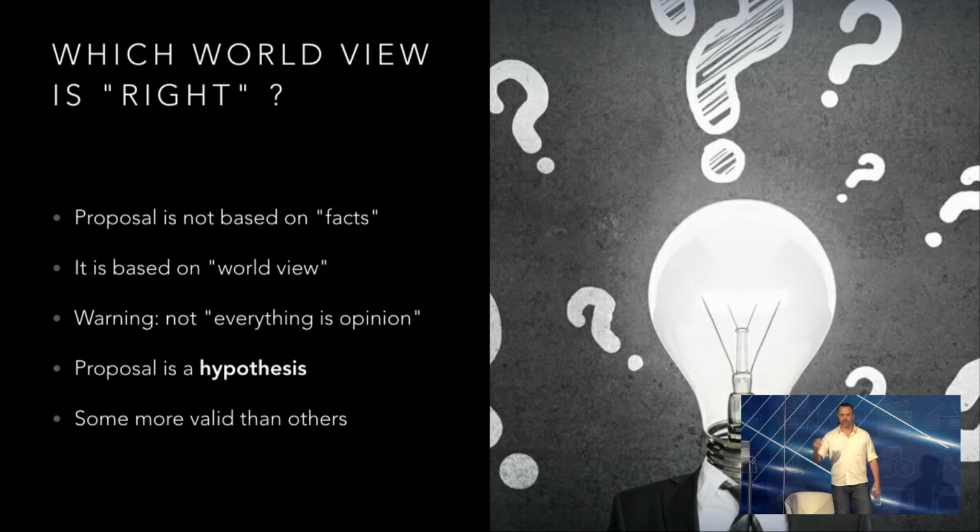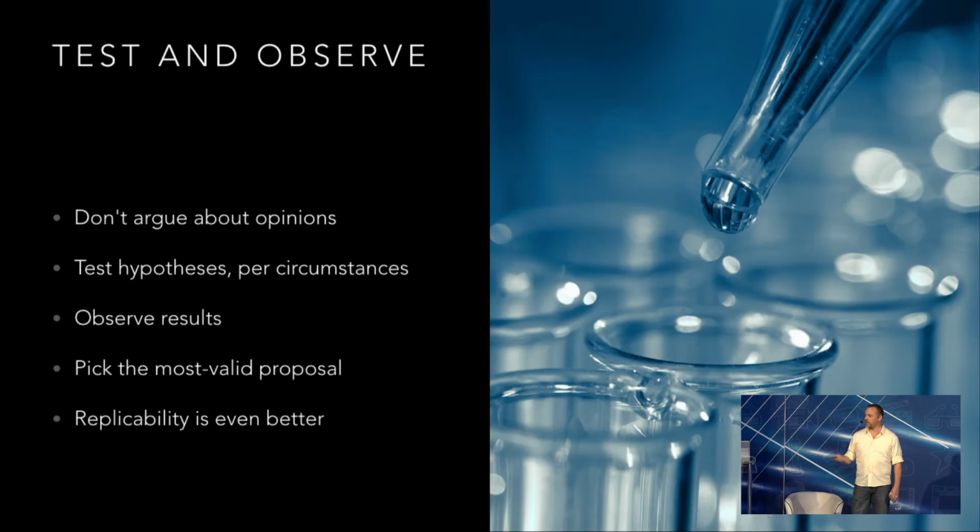So when you're in a conflict in decision-making, the point is not to argue about your different opinions. Don't argue about your worldviews. What you do is you test the hypotheses versus the circumstances of the goal that you're trying to achieve. So if the server was on fire, you test your hypothesis against the circumstances that led to the server getting on fire. And then you observe the results. And whichever result set that comes back appears to work, that's the most valid proposal for the decision to make sure the server doesn't go on fire again.